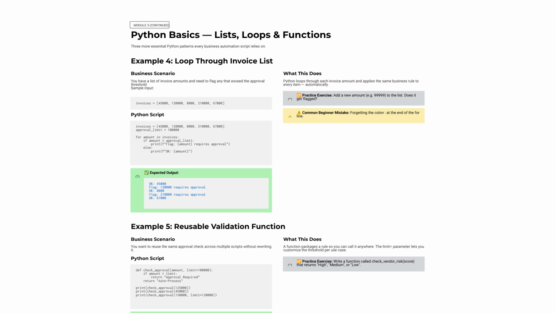Next, we create a reusable function. A function packages a rule so that you can use it again and again. In the example, the function checks whether an amount requires approval. Once we define the function, we can call it with different amounts and different limits.